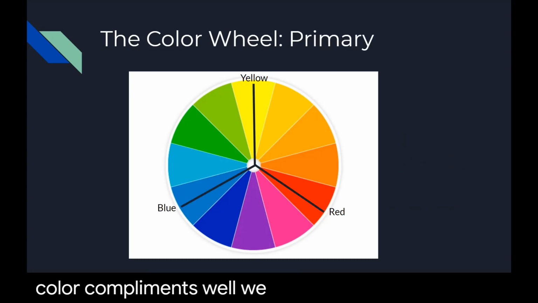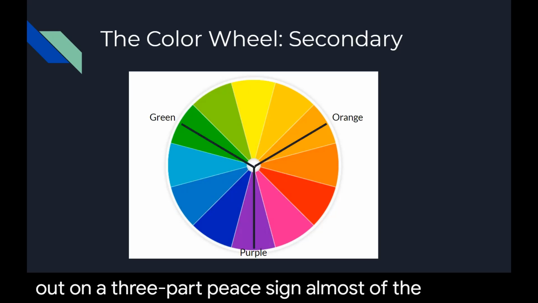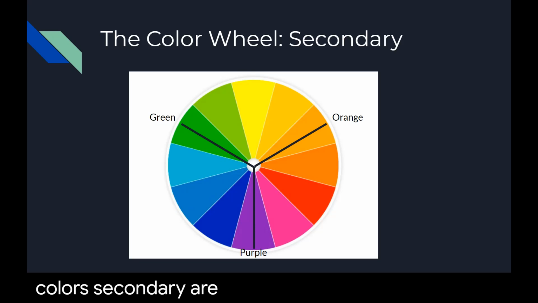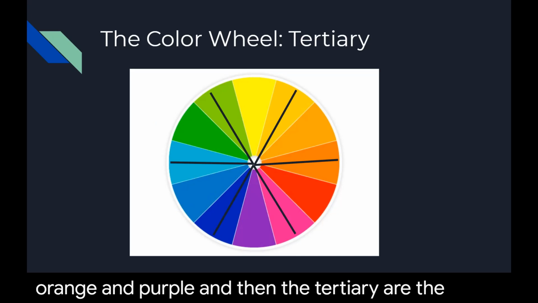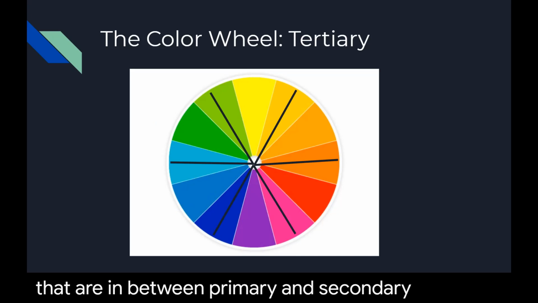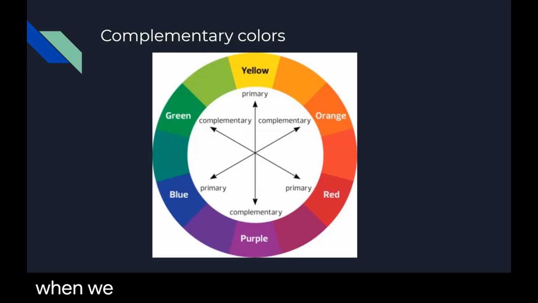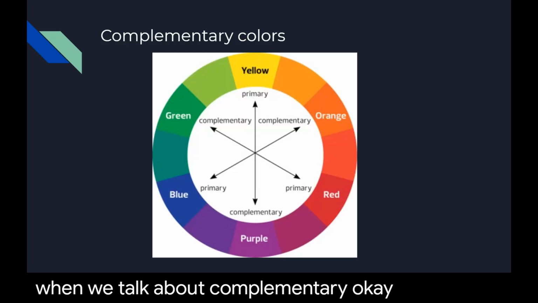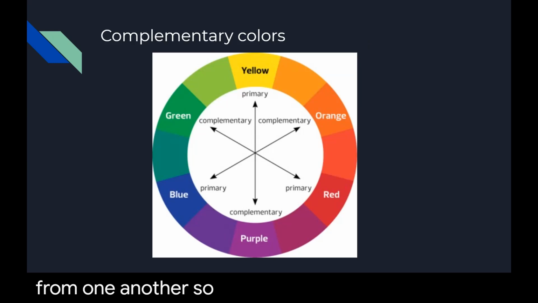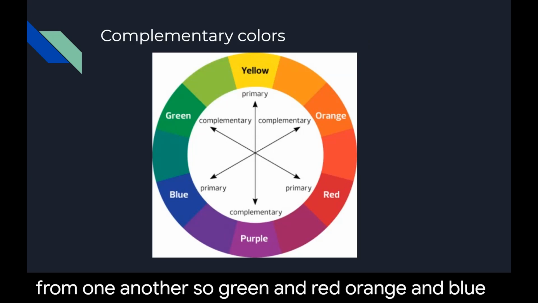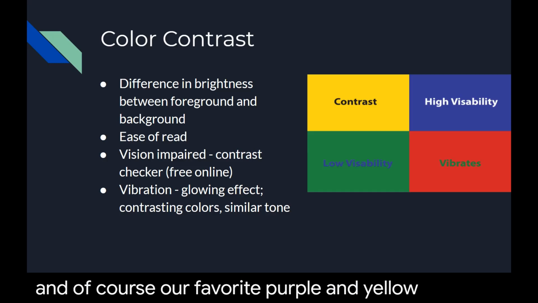Well, we can remember that the primary colors are yellow, blue, and red, and they're set out on a three-part peace sign almost of the primary colors. Secondary are opposite of that sign, green, orange, and purple. And then the tertiary are the six that are in between primary and secondary colors. So when we talk about complementary colors, what we're really talking about is our colors that are across from one another. So green and red, orange and blue, and of course, our favorite, purple and yellow.